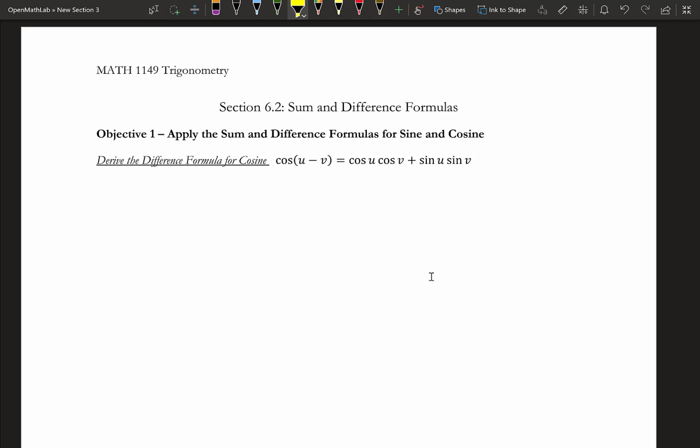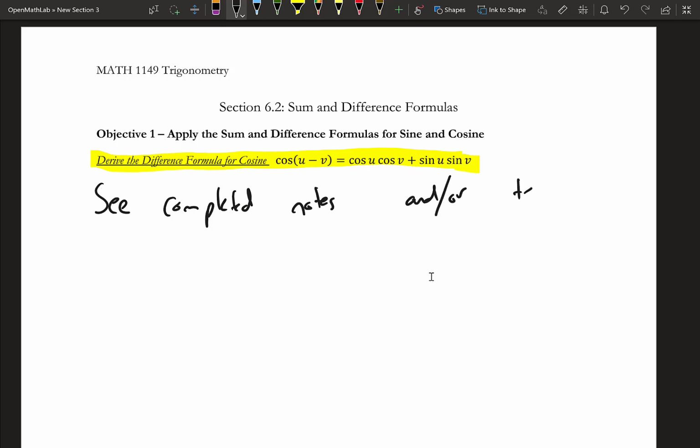So you can see here, the very first thing I have is I left some room for us to derive the difference formula for cosine. But I'm actually going to leave this up to you to review if you're interested. So I'm just going to write, see completed notes and/or textbook if you're interested to see how that formula is derived and how we can think about that, and then try to derive the others as well, right?